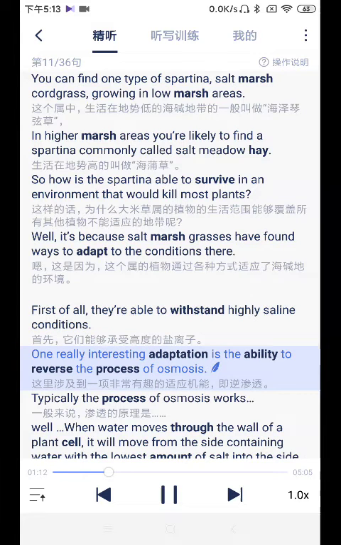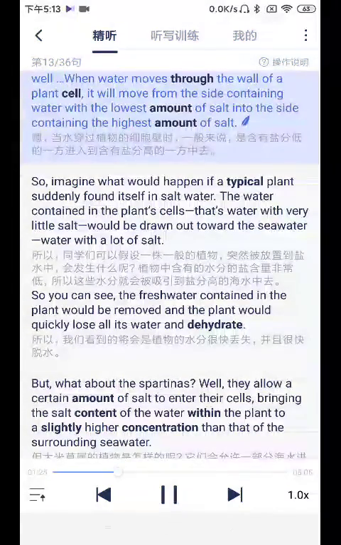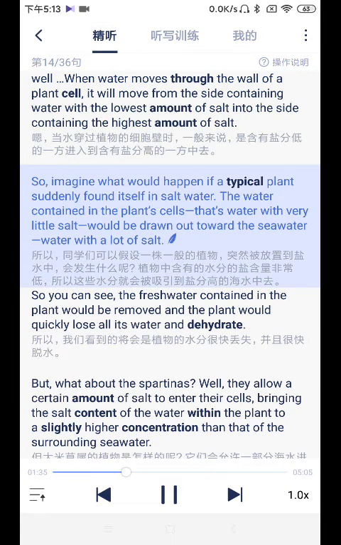Now, one really interesting adaptation is the ability to reverse the process of osmosis. Typically, when water moves through the wall of a plant's cell, it will move from the side containing water with the lowest amount of salt into the side containing the highest amount of salt. So imagine what would happen if a typical plant suddenly found itself in salt water. The water contained in the plant's cells, that's water with very little salt, would be drawn out toward the seawater, water with a lot of salt.